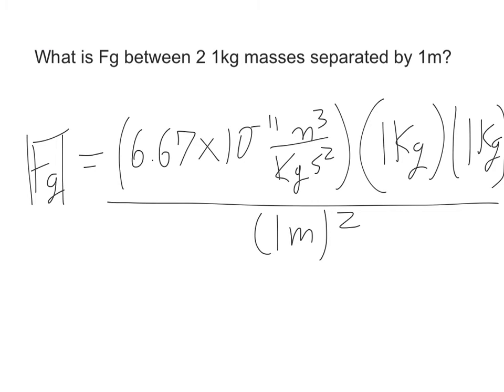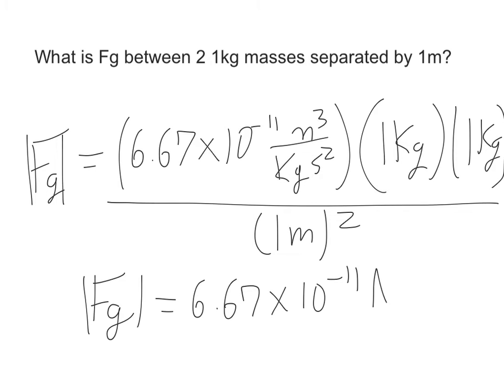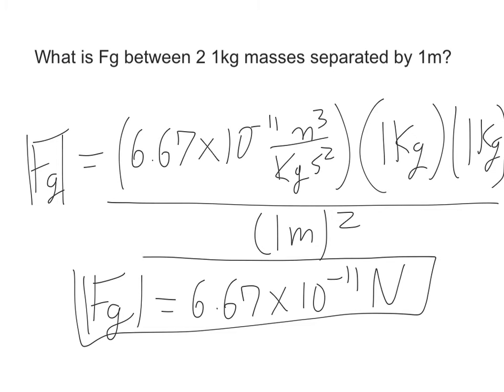And then if we number crunch that, we have the gravitational constant times 1 multiplied by 1 again, divided by 1 squared, which is 1. So in this situation, the force of gravitational attraction between these objects is 6.67 times 10 to the minus 11 newtons of force. That is roughly a millionth of a newton. And a newton itself is a pretty small force.